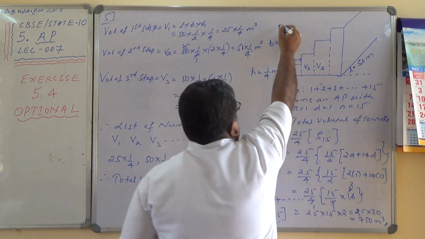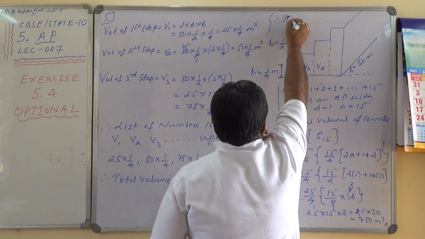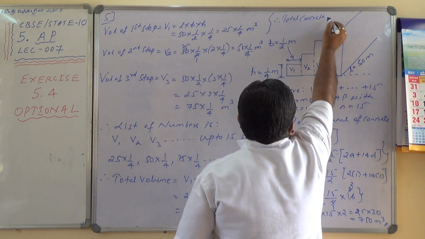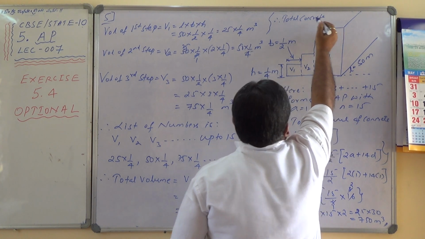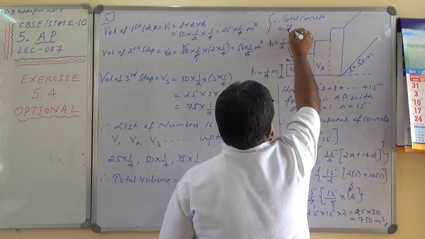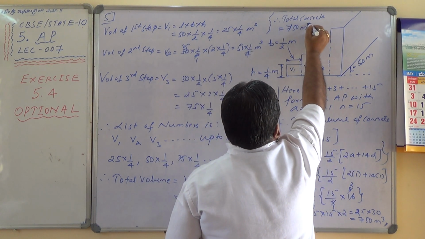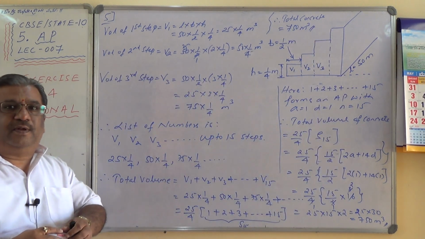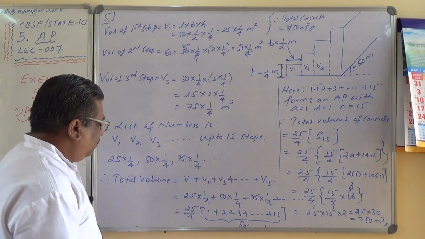Therefore here I'll write final answer. Total concrete, C-O-N-C-R-E-T-E, concrete equals 750 cubic meters. I hope you have understood how to solve this problem. Okay, so note it down.